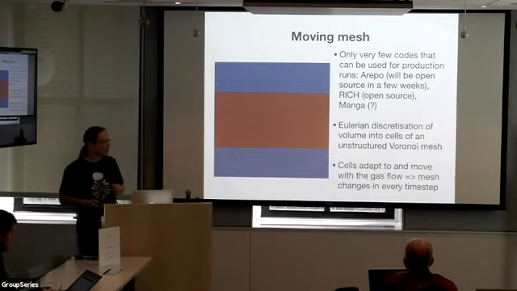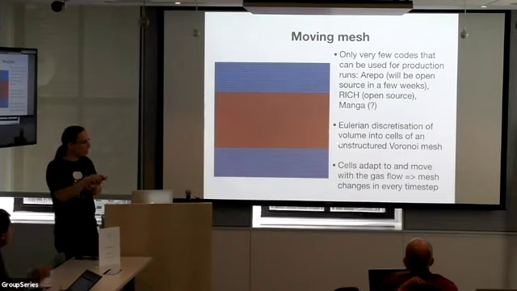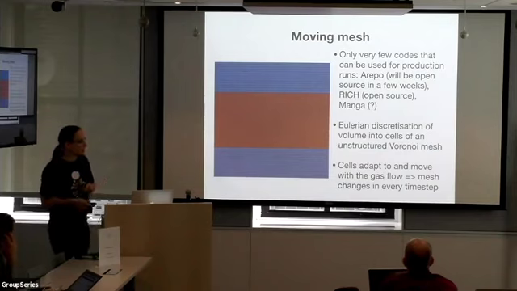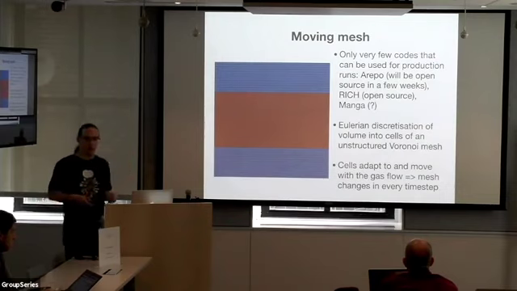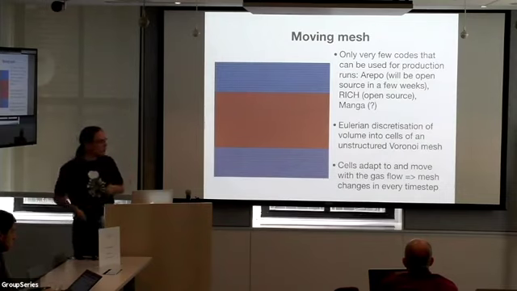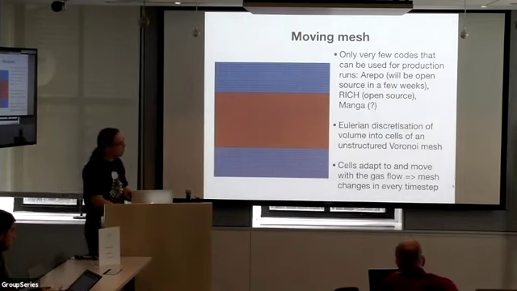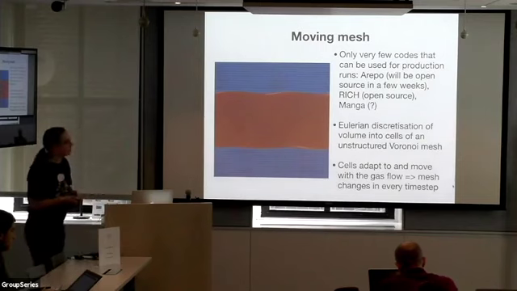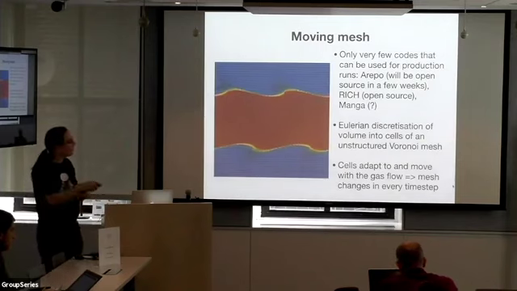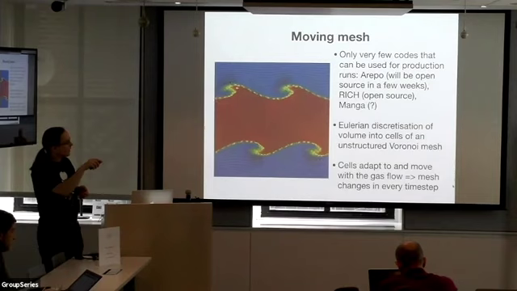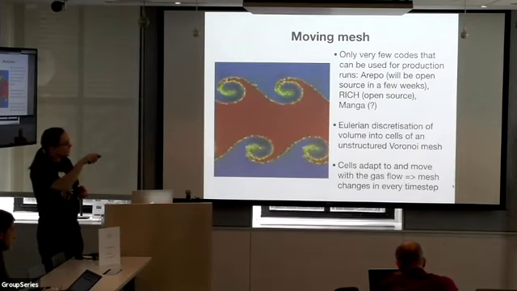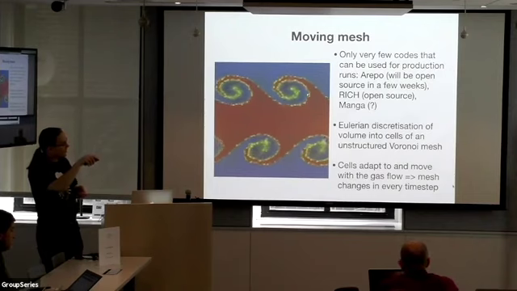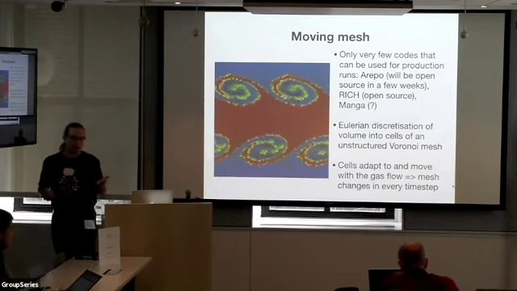People have tried to do moving mesh codes in the past, but the main reason why the breakthrough came with the Voronoi mesh was that the mesh changes continuously. You can see this here for a 2D Kelvin-Helmholtz instability. You have a shear flow, and you see how at the shear flow the cells slowly shear against each other and change in a smooth way.